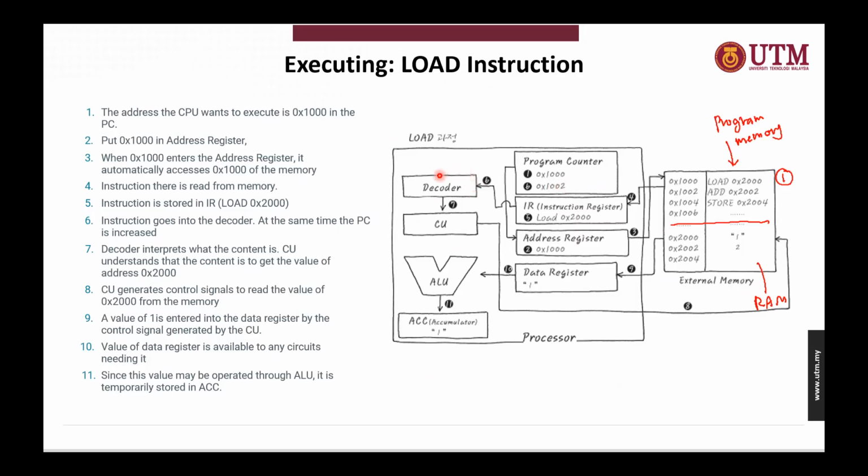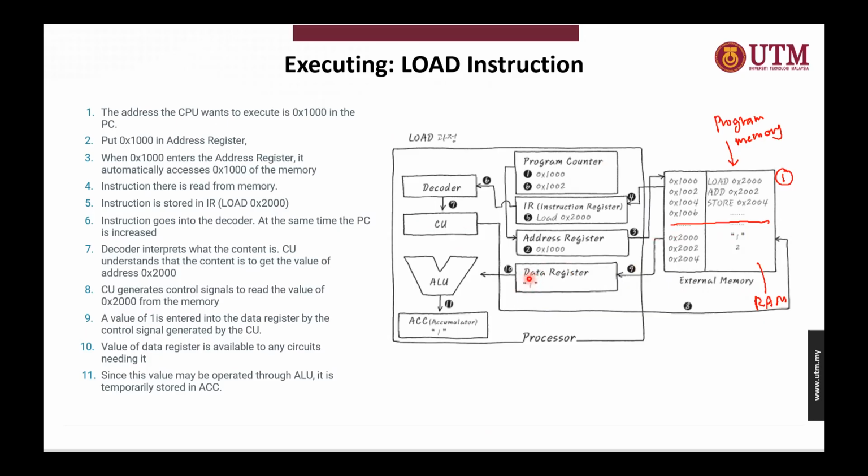Okay, then after that, the decoder interprets the content inside of this instruction, and the control unit understands that we need to load data from address 2000. So the control unit will find where address 2000 is, go to address 2000, which is here, take the value inside, you can see 1, and put it inside of the data register. So this is what happened in step number 10.